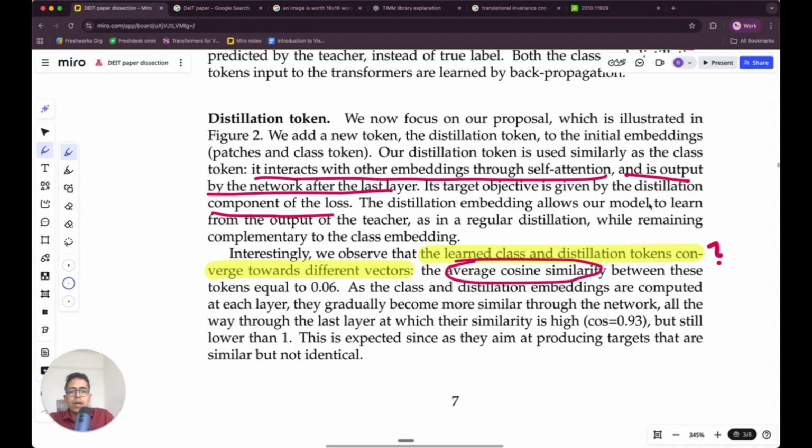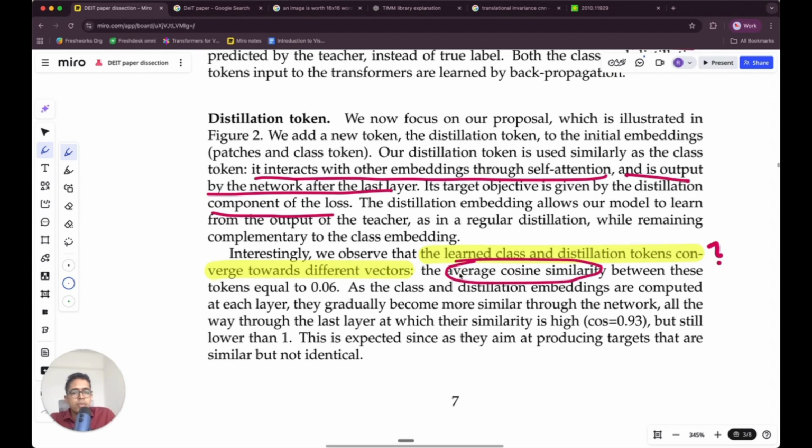The distillation embedding allows our model to learn from the output of the teacher as in a regular distillation, while remaining complementary to the class embedding. So what do we mean by remaining complementary to the class embedding? The teacher here is making a prediction on your input image, and the distillation token, just like in a regular teacher-student model, will try to mimic the teacher's prediction. It will try to make the same predictions as the teacher. The class token is doing something similar, except the class token is not trying to mimic the teacher. The class token is trying to mimic the ground truth, right? So that's the only difference.